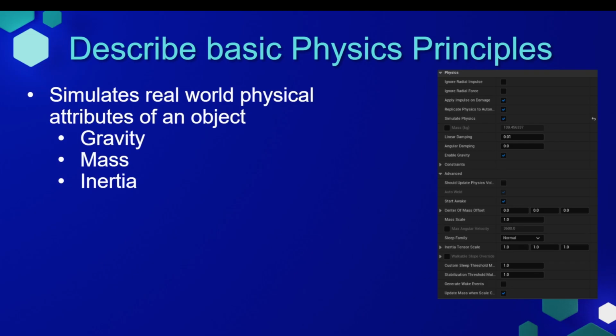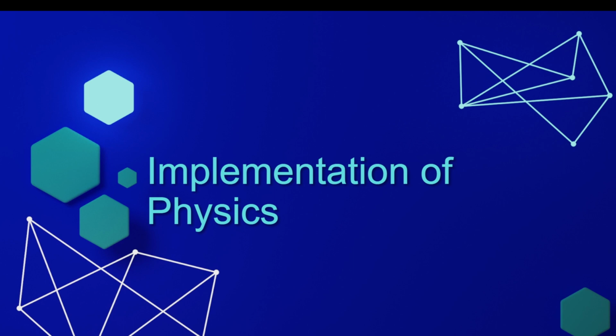Next, we're going to talk a little bit about physics. Unreal Engine has a physics engine or a physics simulator built into it that will simulate real-world physical attributes of an object, for instance, gravity, mass, and inertia. And let's do a little demonstration of the way that physics act in a game.